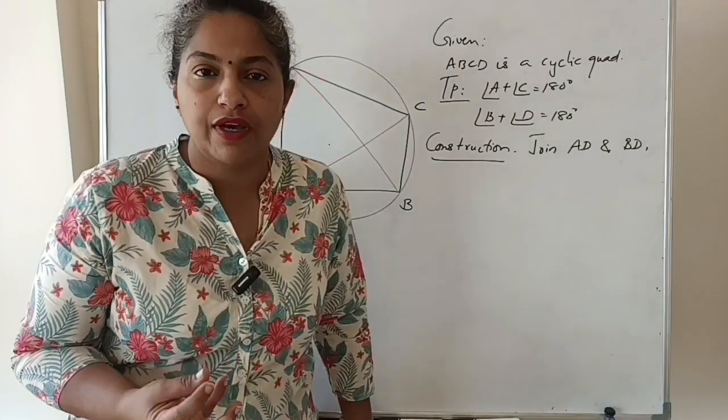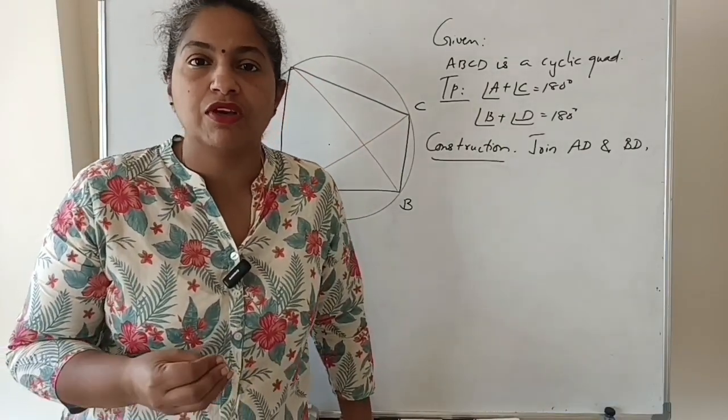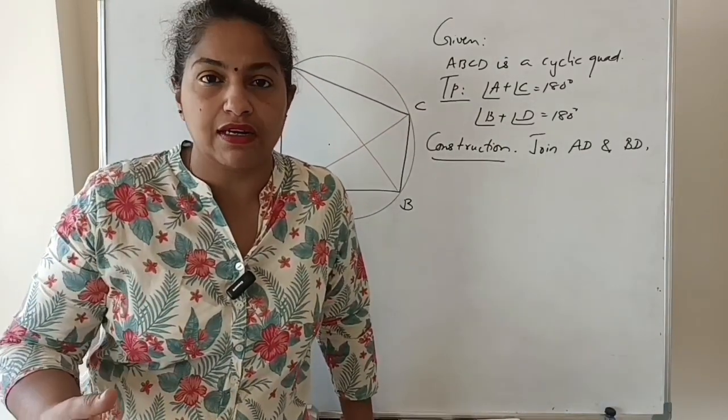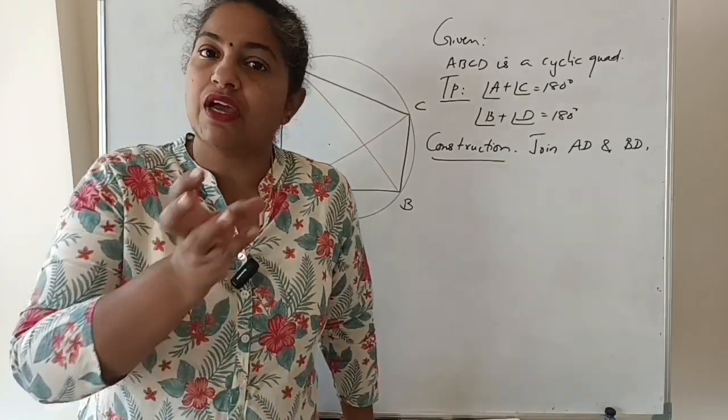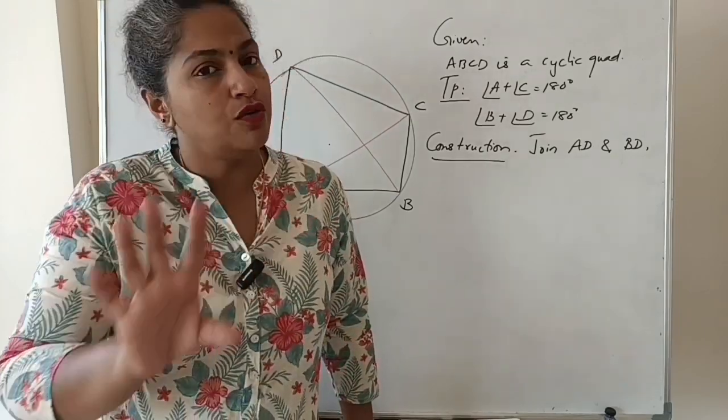Now you know for a fact we cannot use congruence over here because the quadrilateral is a random quadrilateral. The sides are of different length. Okay, so we cannot use congruence over here. So we have to look at some other concept in order to prove this.